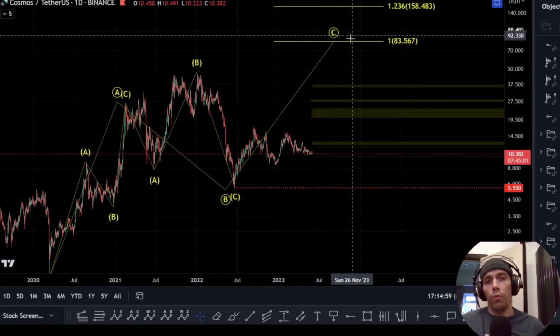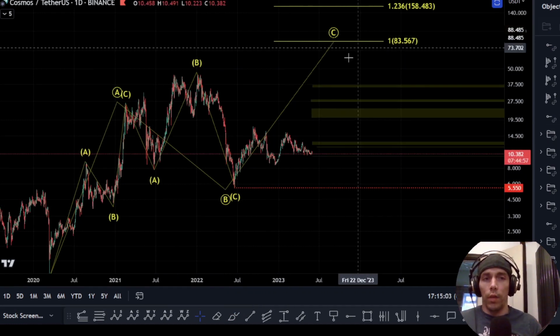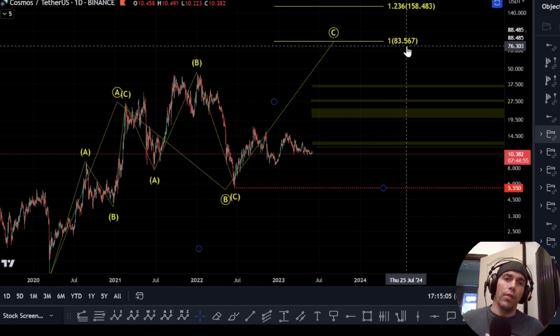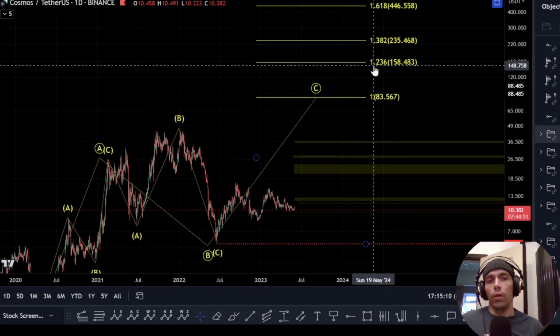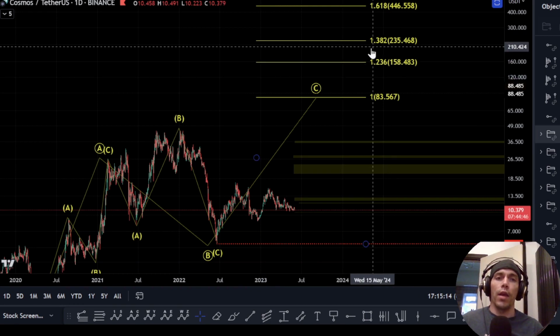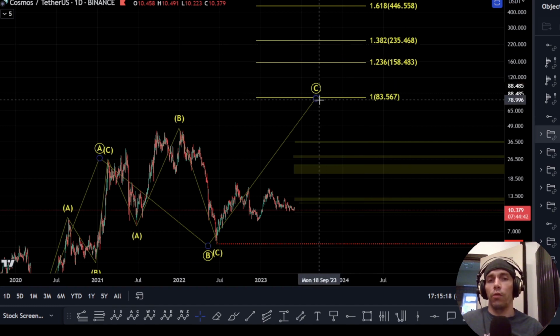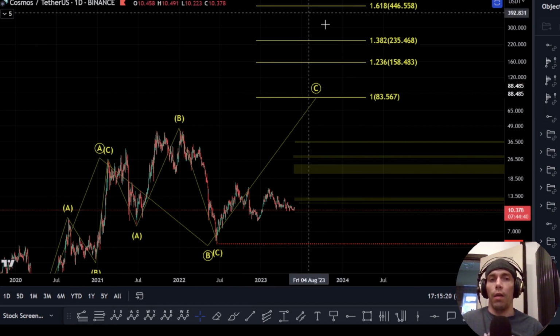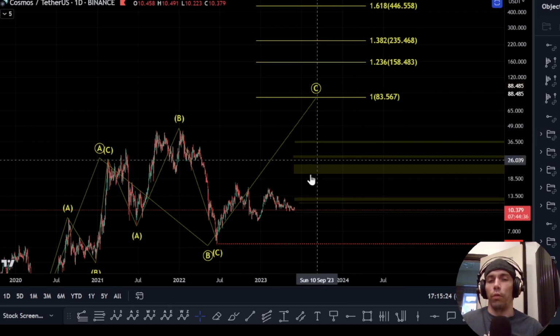So there's two ways that this can actually unfold. If we get a 5-wave move here, it could be a C wave. If it's a 3-wave move, it could be a Y wave. Now the one-to-one that we'd be looking for here would be this 83.56. Now if we did start to push up higher, what we could be arguing is we could see a move up here towards this 1.236 at this 158, or this 1.382 at this 235. And at an extreme case, if we're looking at this as an ABC, we could see a move up towards this 1.618 of this 446.